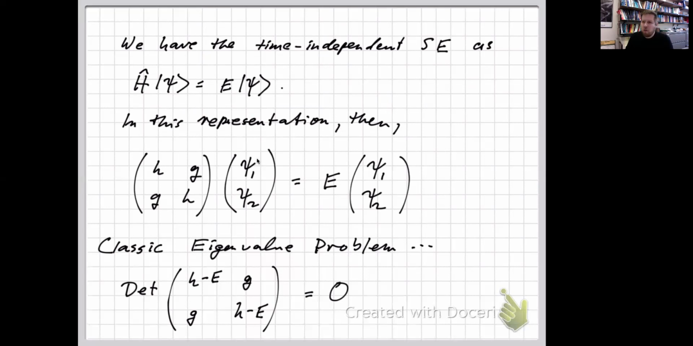If you don't want only the trivial solution where psi1 and psi2 are 0, which is not a physical state anyway, you need non-trivial solutions. So you better demand that the matrix out front is non-invertible, because if it were invertible, I could invert it and just get the trivial solution. So we demand that the determinant of that matrix is 0. That is our characteristic equation, and it will give us the eigenvalues and the eigenvectors.